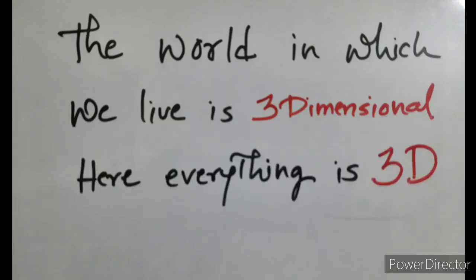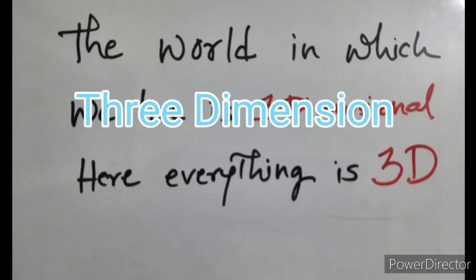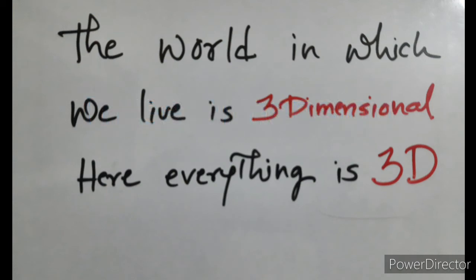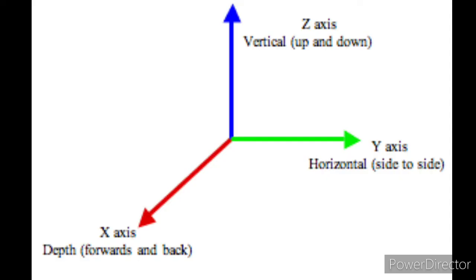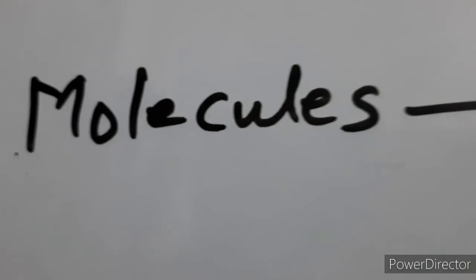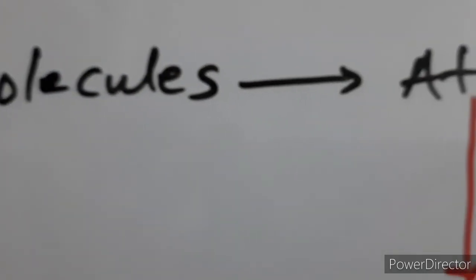And the three dimension, actually, is the world in which we are living. In three dimensions, objects have height, width, and length. The molecules, even though they are very small, still possess some volume. We know the atom and electron do have volume. That means they exist in three dimensions.